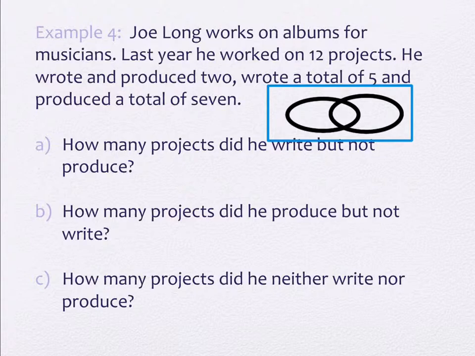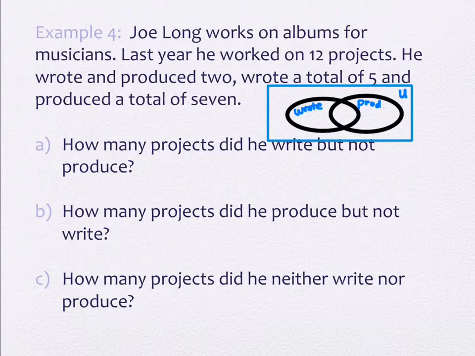So in your diagram, you're going to label them. You're going to label one of them wrote and one of them produced. And you can call the outside set just universal set U. It's all the albums that we're referencing here.